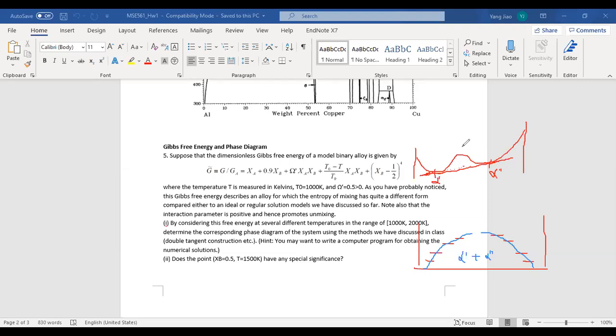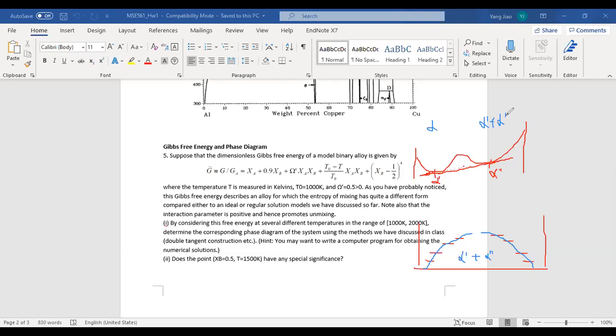The separation of alpha into alpha prime plus alpha double prime, exactly. So what are the phases? What are the two systems? Alpha prime plus alpha double prime. Exactly. Yeah, I get it, but in real life, will it happen?